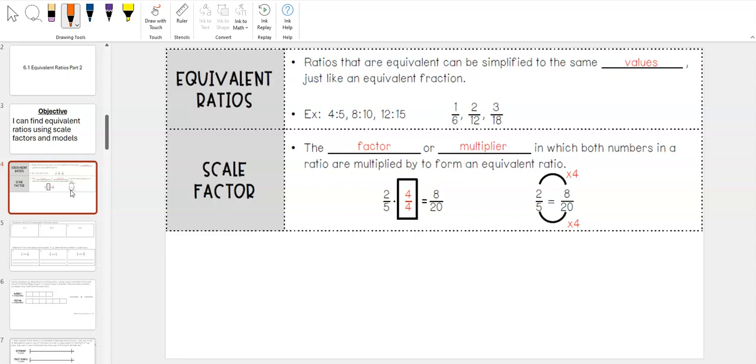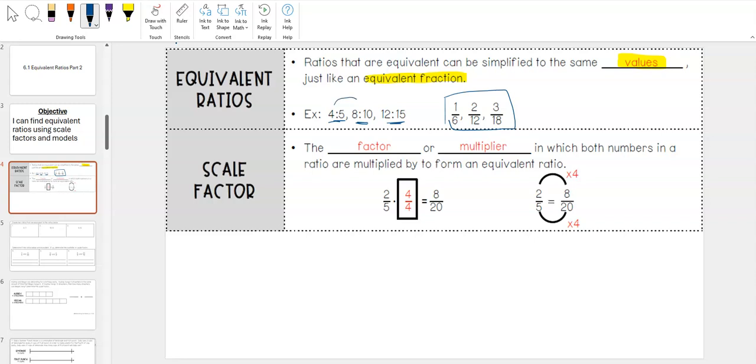So in your notes, we're going to understand what equivalent ratios are. Now, equivalent ratios are ratios that are equivalent and can be simplified to the same values, just like an equivalent fraction. So equivalent ratios are very similar to equivalent fractions. In this example here, you can see that they basically look the same too. The difference being that they can be in any of those three formats that we learned about that a ratio can be written in, and because they could be a part-to-a-part comparison instead of just a part-to-a-whole comparison.